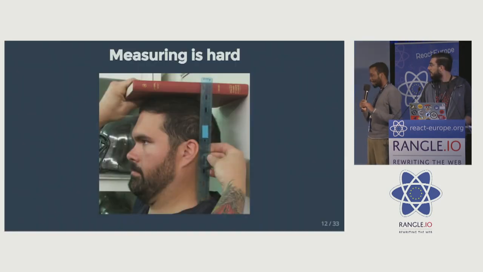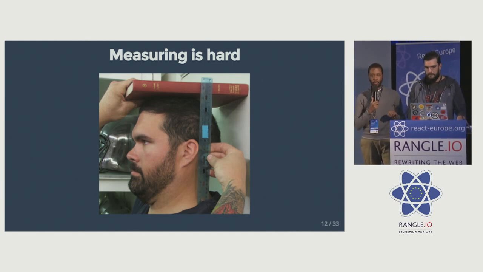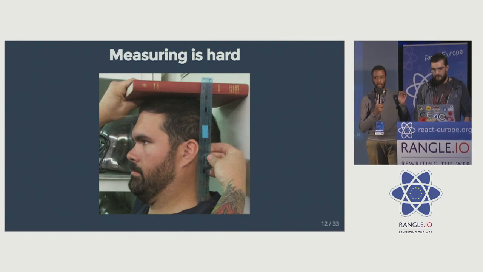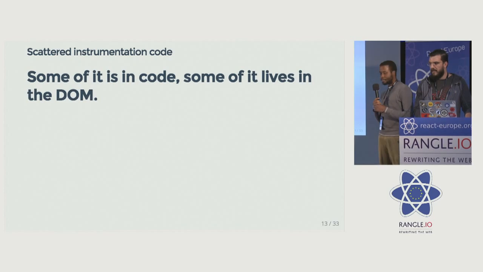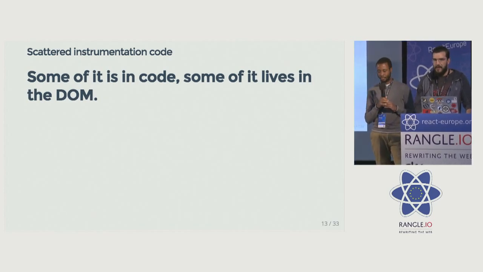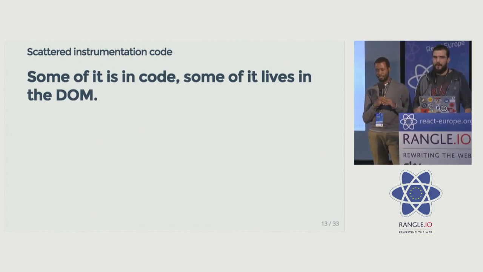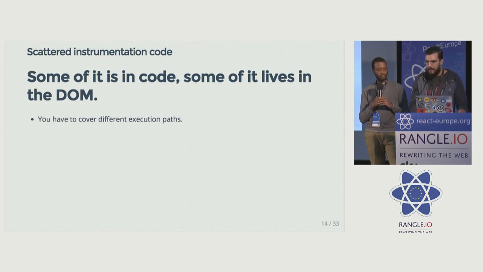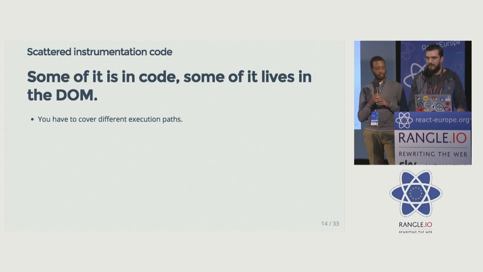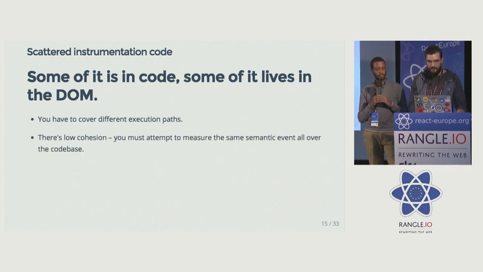So this is measuring, and it is hard. But it's also important. Historically speaking, it's been very hard to do right and do consistently. Let's take some time here and delve into the real reasons underlying that difficulty. One of the first reasons is that the instrumentation code for analytics tends to be scattered throughout your application. It might be in your DOM, it might be in your JavaScript, and there are also many execution paths that you want to try and measure.